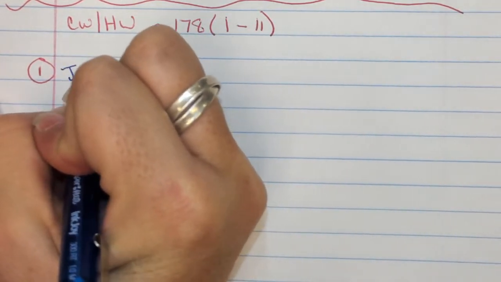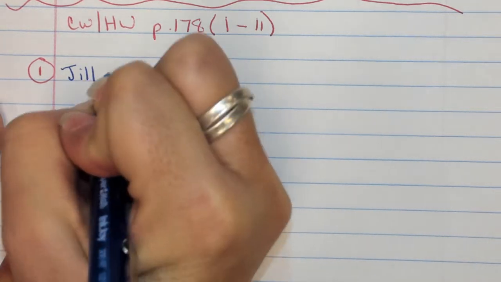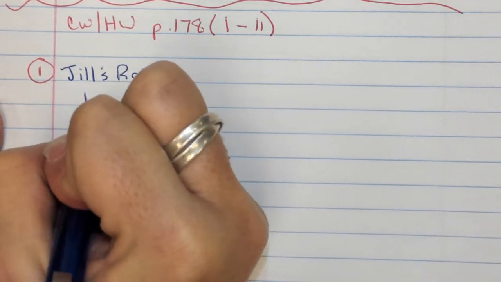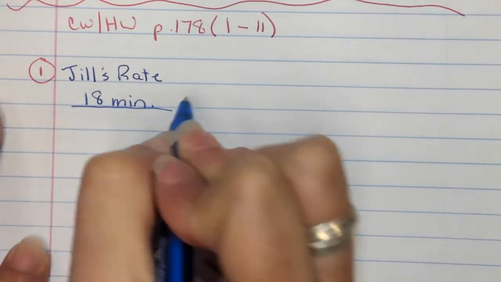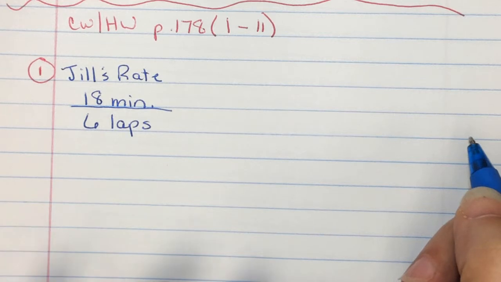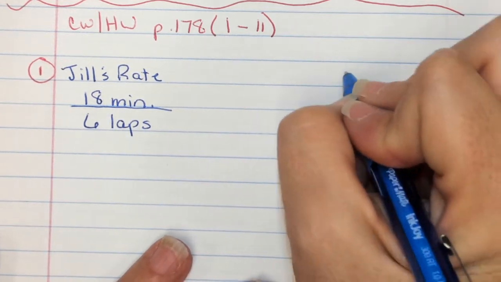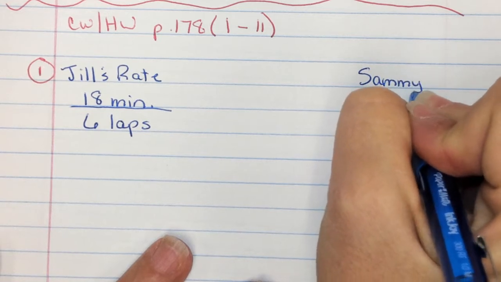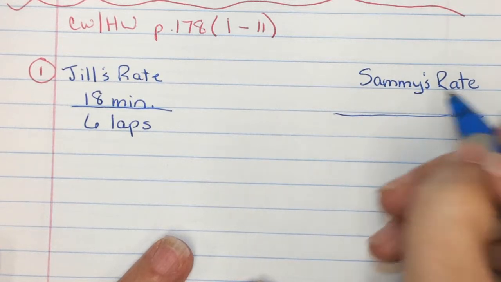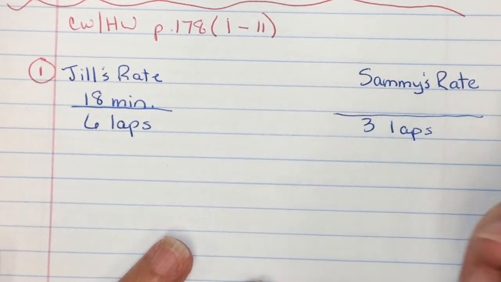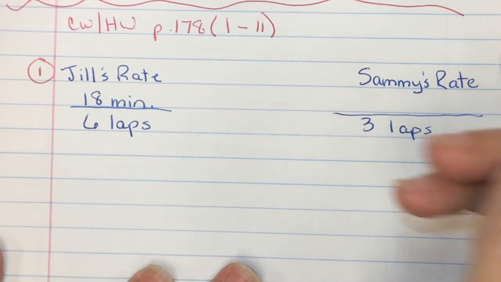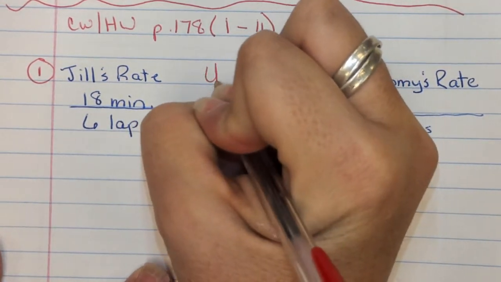Jill did, here we go, Jill's right. She did 18 minutes in 6 laps. So what if Sammy did 3 laps? Okay. In the middle, kind of like we need to find this unit rate.